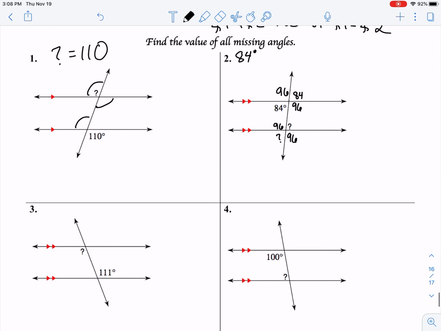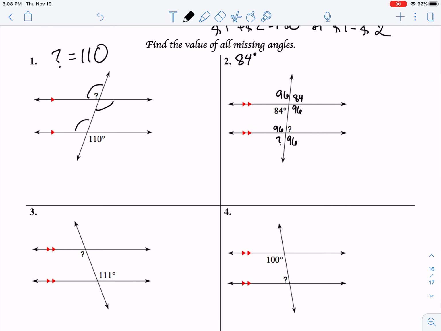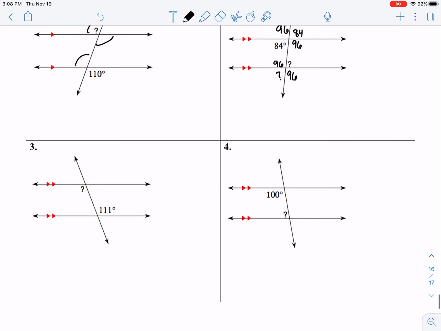I'm going to skip 3 and 4 because if you can do 1 and 2, you can do 3 and 4. You may want to take the time to do them. If you do, for number 3, you'll get 111. For number 4, you'll get 80. If you want me to go work through them, let me know.